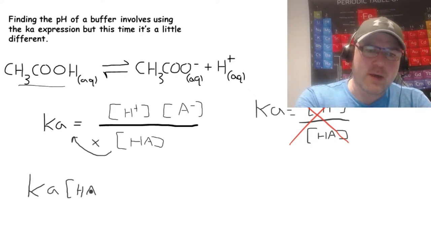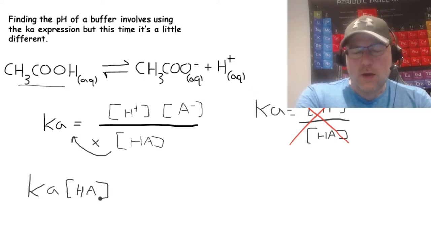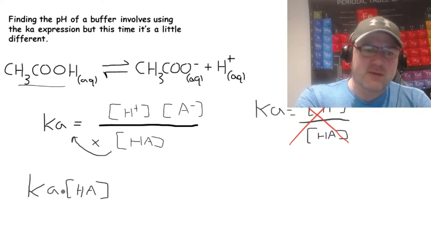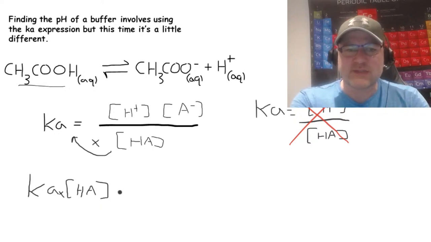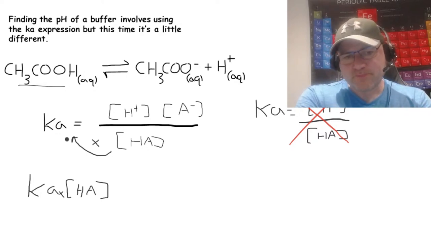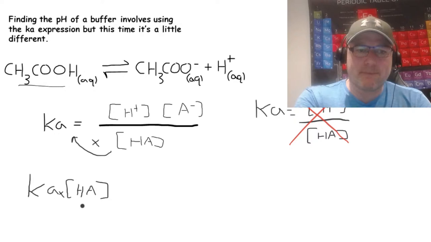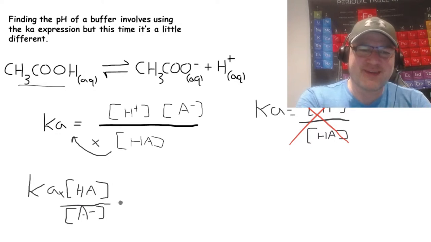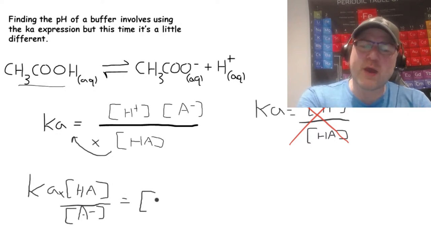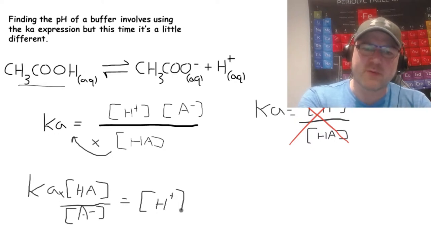And this is your equation for buffers. So we're going to go Ka times HA, and then I want to divide by A minus, and that is going to give you H plus. There's no square rooting with this one. You've got no square root involved like we have with weak acids.